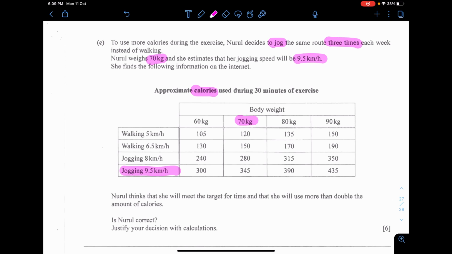Okay, this is 30 minutes exercise lah. So we have 150 minutes exercise. Oh wait a minute, this is actually previous timing. Okay, so again, the distance that we are actually talking about is 5.5 kilometer. Okay, and then she's actually jogging for 9.5 km per hour.